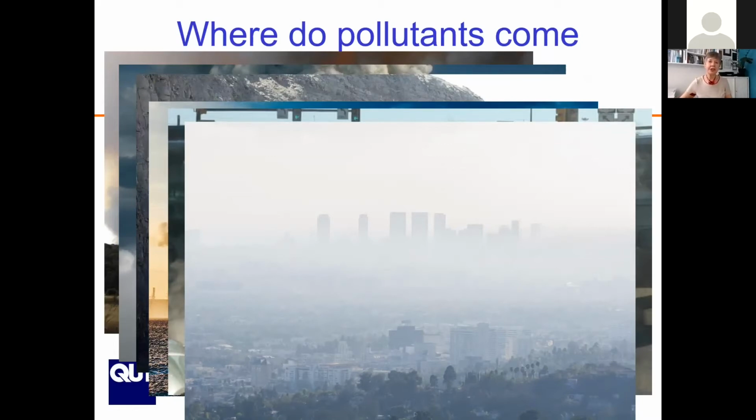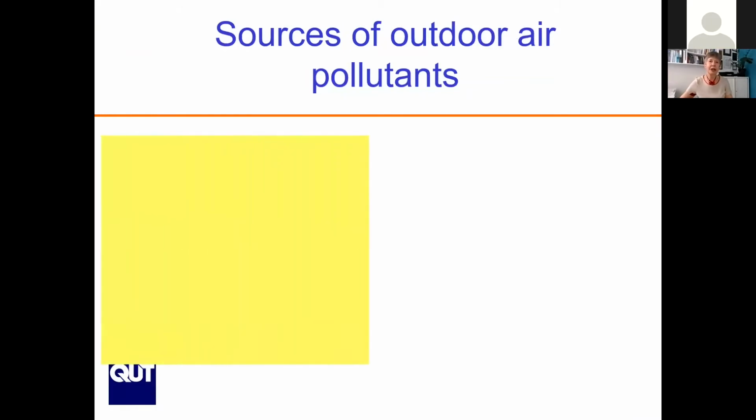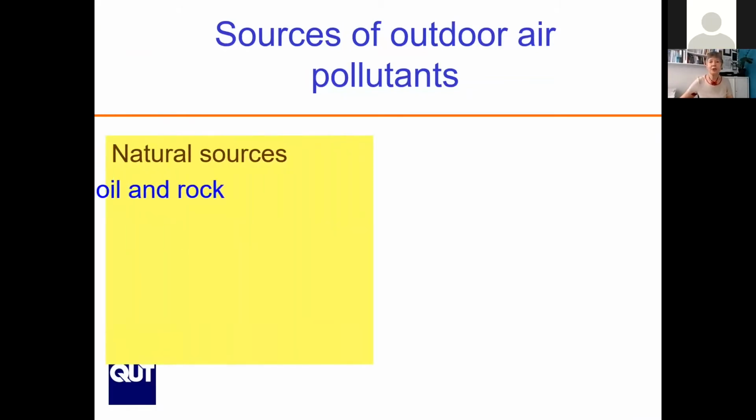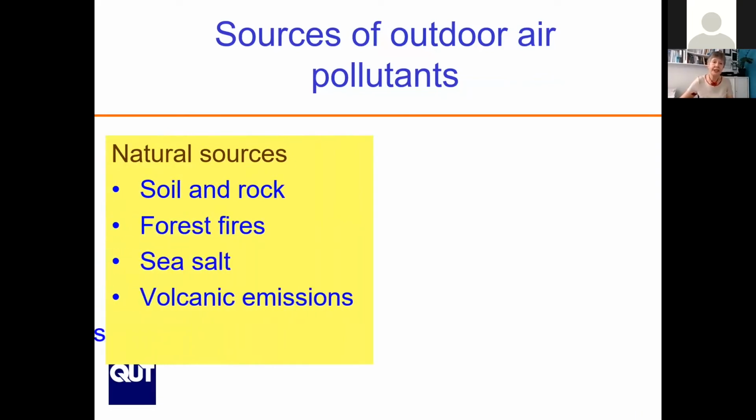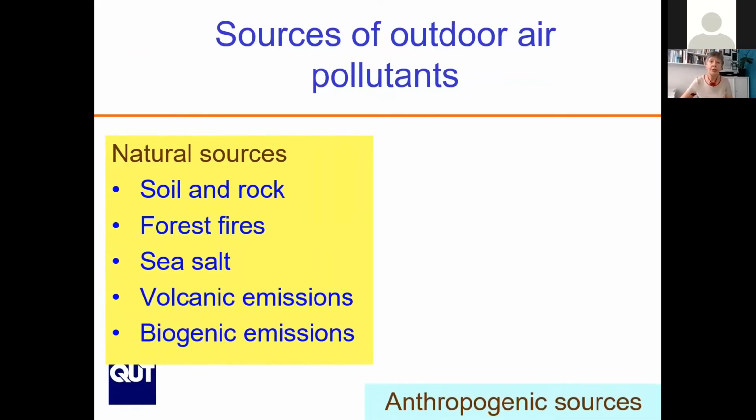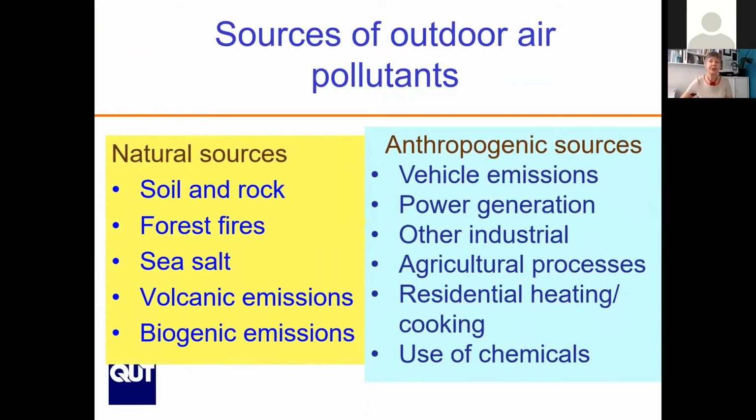So these are the sources, very roughly, and there are more of the sources, and we can classify them according to whether they are natural sources like soil and rock, forest fires, sea salt, volcanic emissions, or biogenic emissions like pollens, for example, or they could be anthropogenic sources, which means man-made. Vehicle emissions, power generation, other industrial emissions, very importantly, agricultural processes, residential heating and cooking, use of chemicals. We could add a few more to this, but these are the main pollution sources.